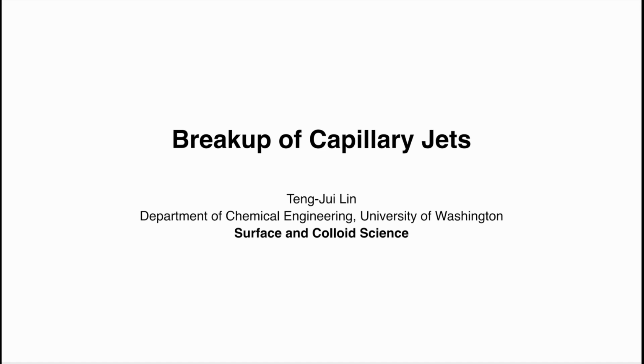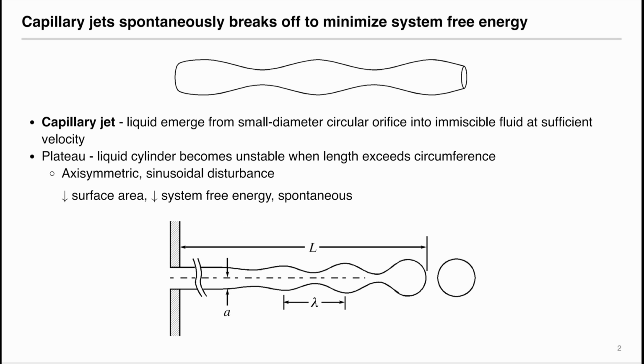Welcome back. In this video, I will discuss the theory behind capillary jet breakup and the experimental setup for characterizing jet length, drop radius or size, and breakup wavelength. Capillary jets can be formed when liquid emerges from a small diameter circular orifice into an immiscible fluid at sufficient velocity. Plateau observed that the liquid cylinder becomes unstable when its length exceeds its circumference.